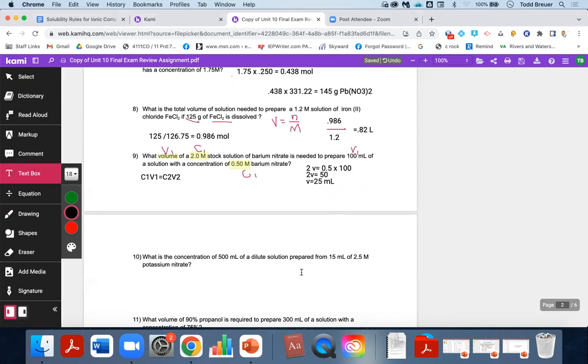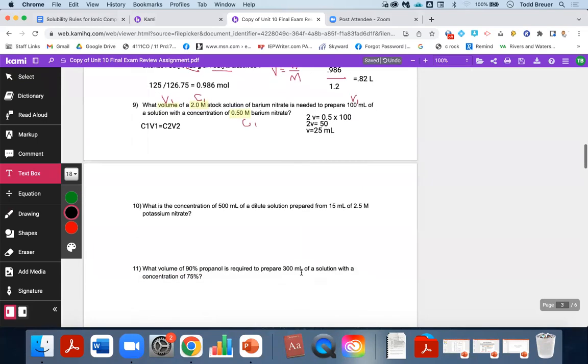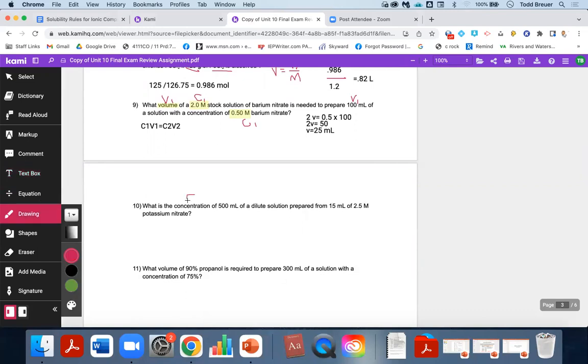So C1, V1, C2, V2. The way we recognize these style problems is we'll see either 2 volumes or 2 concentrations as we read. So let's read through the next one. What is the concentration? Oh, ding, ding, ding, unknown concentration. So that's a C, which pairs together with this V. Now we read, oh, prepared from 15, that's a volume with this concentration. So our C's and V's are paired up. We got 1s and 2s, and we can just put this together and solve for the unknown.